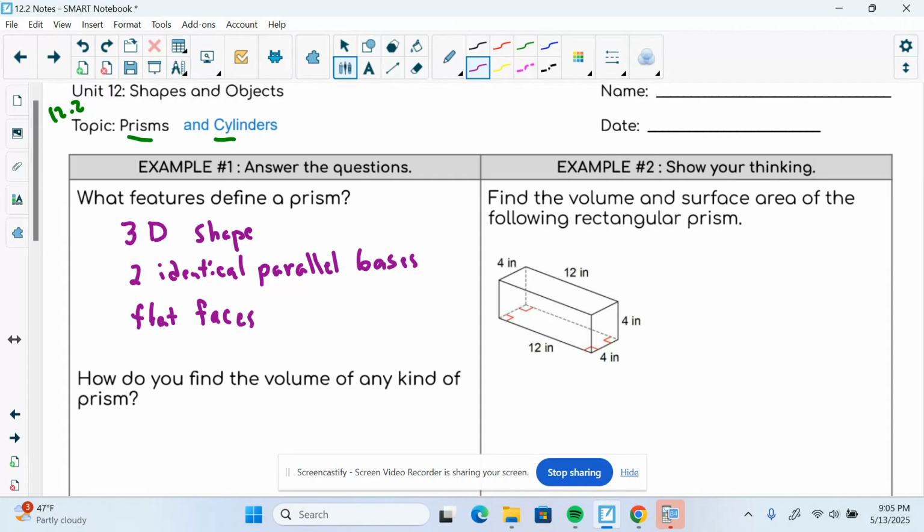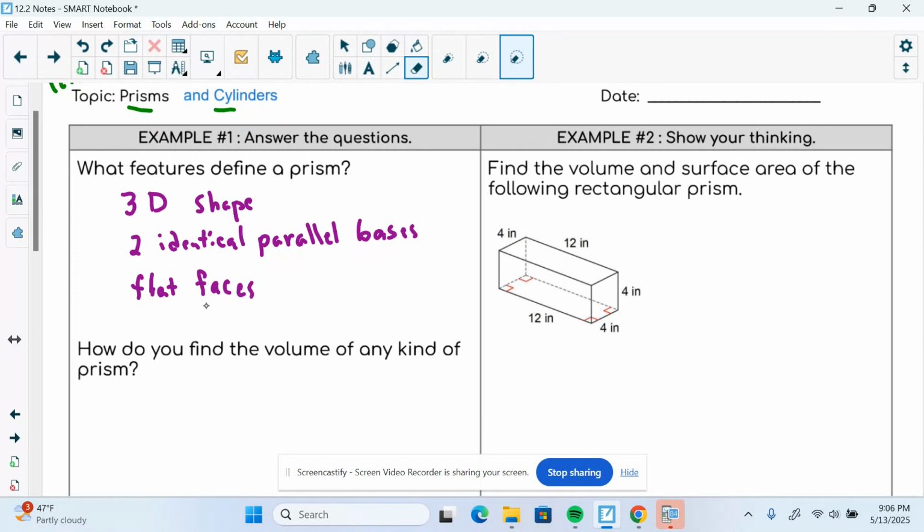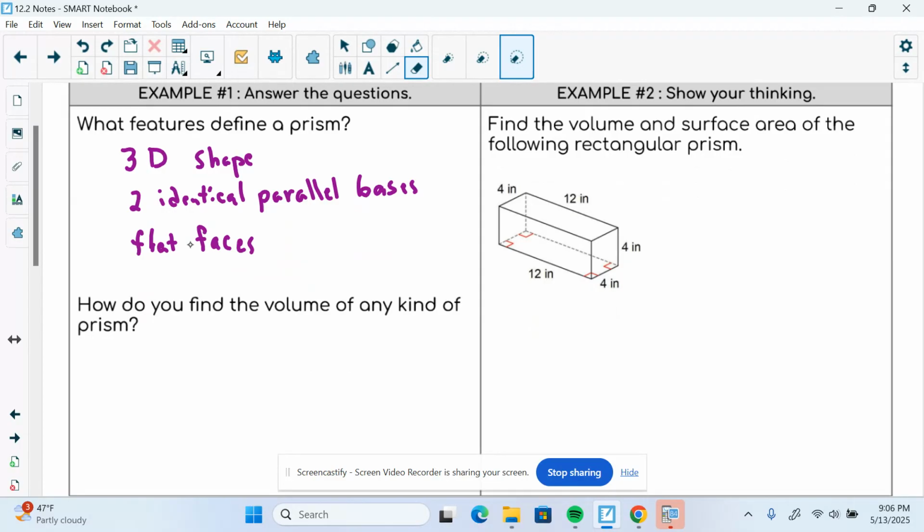Okay, for instance, over here in this example, that is a rectangular prism. The bases are these little squares. They're both 4 by 4. They're identical size. You could call them congruent parallel bases. And then the other faces are rectangles, but all those faces are flat. Okay? So that's the features that define a prism.